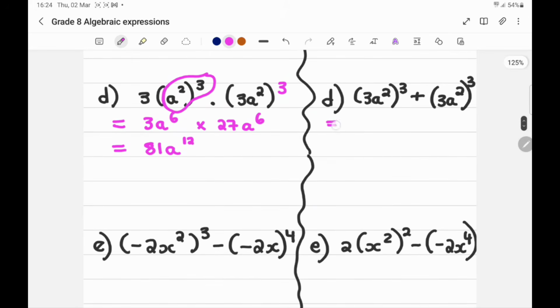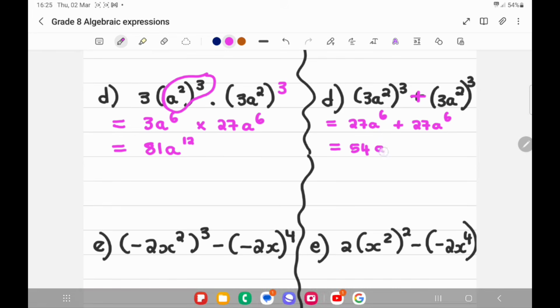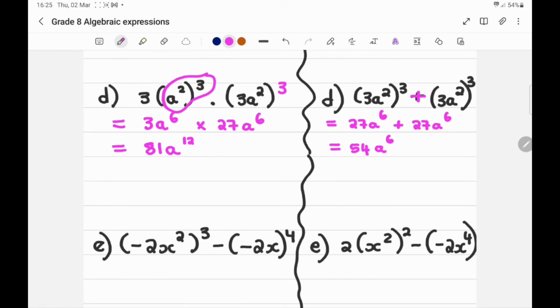Over here, the same thing. But now, instead of a multiplication, I've got a plus in the middle. So 3 to the power 3 is 27, a to the power 6. Plus 3 to the power 3 is 27, a to the power 6. So it's 27 of those plus 27 of those. Can I add them? Yes, they are like terms. So 27 plus 27 is 54. And the a to the power 6 stays exactly like that.